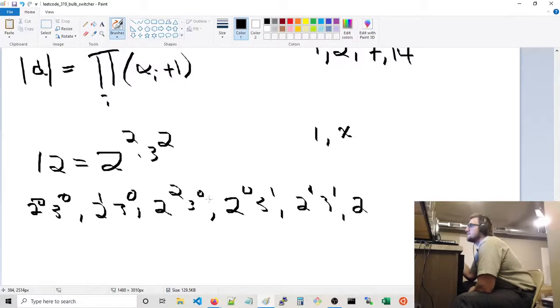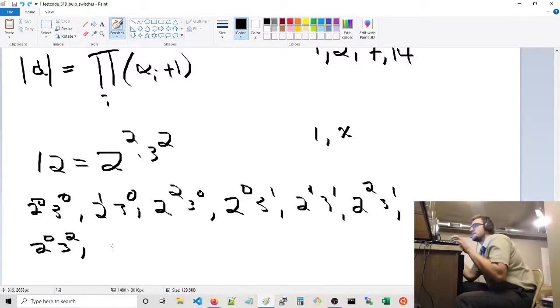Oh, that's why, because there's some overlap with these. No, that's not, no, that's fine. It's 0, 1, 2, 3, 1, 1, 2, 3. No. All right, no, we're fine. 2 squared, 3 to the first. 2 to the 0, 3 squared, 2 to the first. See, that's why. Oh, that's why. Yeah. No, I'm right. I'm fine.